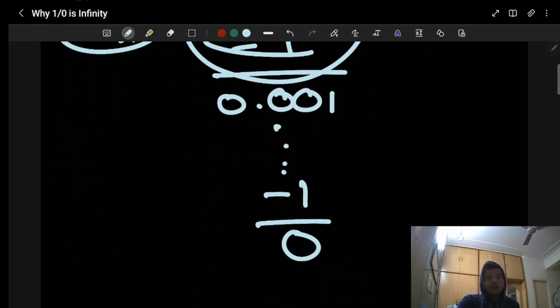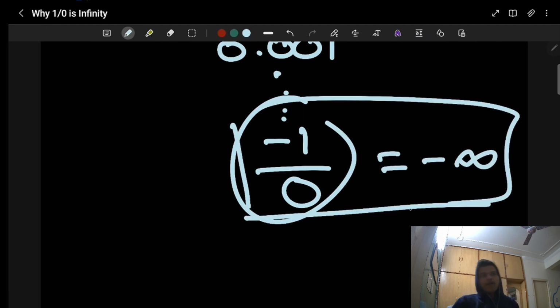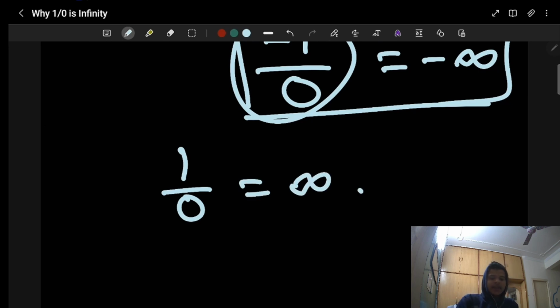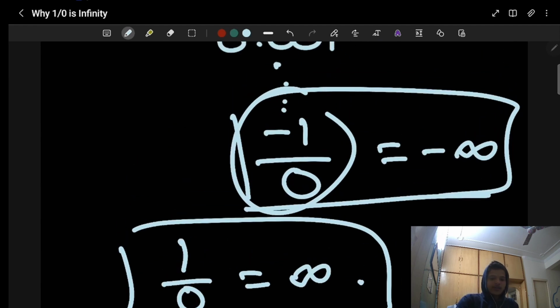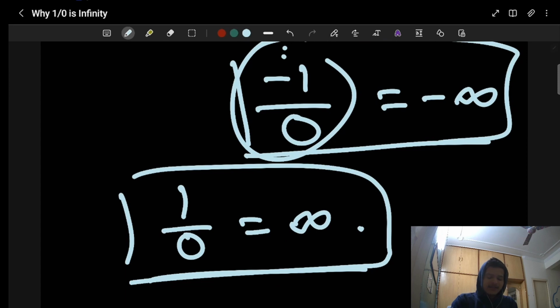So it doesn't actually approach 1 by 0. It approaches minus 1 upon 0. And this is equal to minus infinity. And all of a sudden, it suddenly makes so much more sense. And you can very well conclude that 1 by 0 is indeed infinity, full stop. We can conclude this because we just disproved those two ways of sort of contradicting this statement.